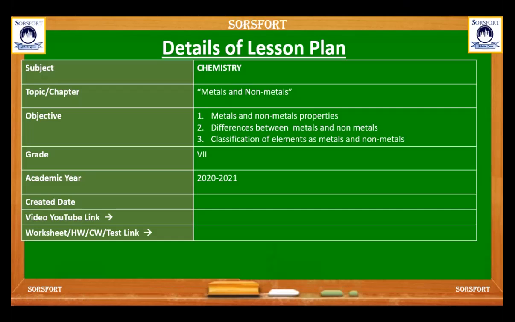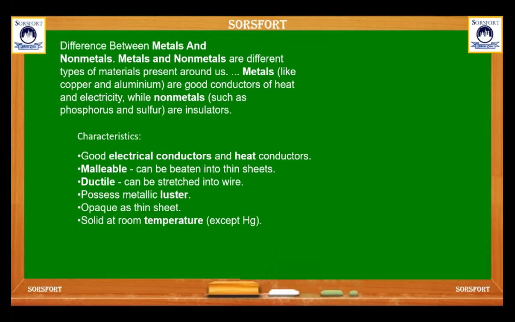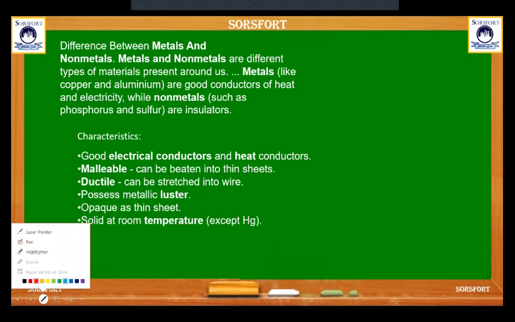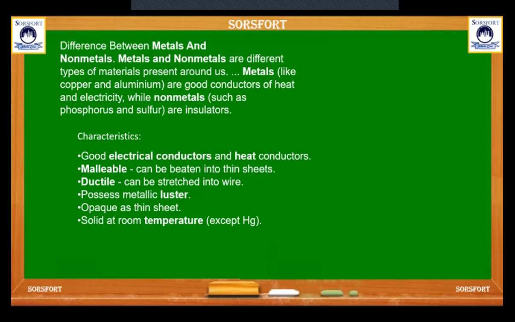So today we are going to learn about metals, non-metals, their characteristic properties, differentiation between metals and non-metals, and classification of metals and non-metals. As we know, there is a difference between them. Metals and non-metals are different types of materials around us. Metals like copper and aluminum are good conductors of heat and electricity, while non-metals such as phosphorus and sulfur are insulators. So these are examples of some metals and non-metals.